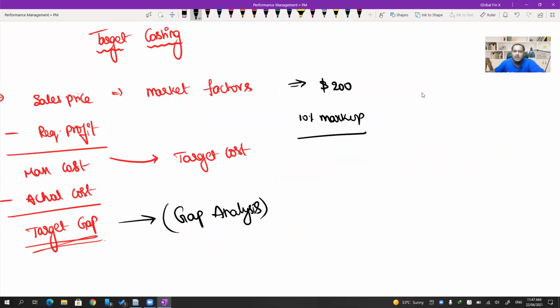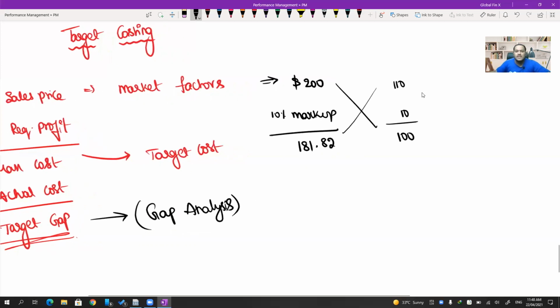So if I'm assuming my cost to be 100, then markup of 10 will be there. 100 is the cost, 10 is the markup. That means my sales price would be 110. Now do cross multiplication and tell me what is the maximum cost. 200 divided by 110 into 100. 182, approximately, 181.82. That is my maximum cost. Out of this, 60% is the polymer cost.